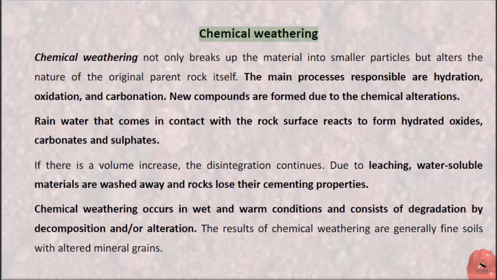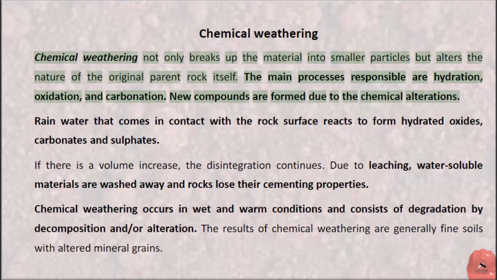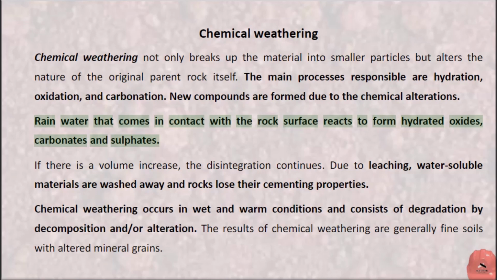Chemical weathering. Chemical weathering not only breaks up the material into smaller particles but alters the nature of the original parent rock itself. The main processes responsible are hydration, oxidation, and carbonation. New compounds are formed due to the chemical alterations. Rainwater that comes in contact with the rock surface reacts to form hydrated oxides, carbonates, and sulfates.